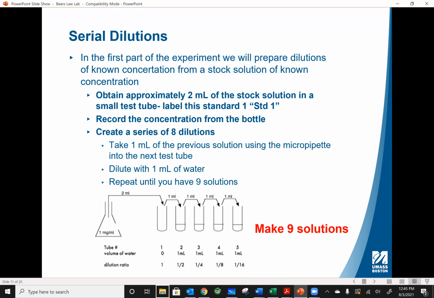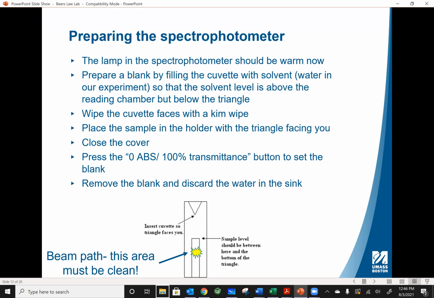So what we would do is record the concentration from the bottle, and then we would make 8 serial dilutions for a total of 9 solutions. So the first solution would be our standard, and then we would have 8 dilutions. So this is just an example of how to make a serial dilution. This is not the dilution we're doing today, so I'm not going to go through it right now.